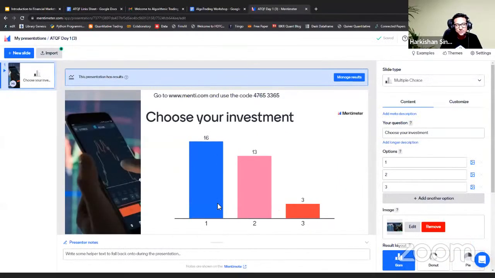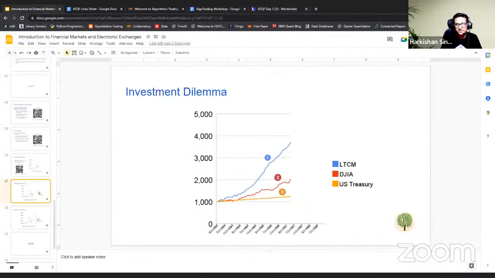Okay, most of us are going with 1 and very few with 3, and a fairly good number of people with 2. Okay, so fine. Now it's time for the reveal.